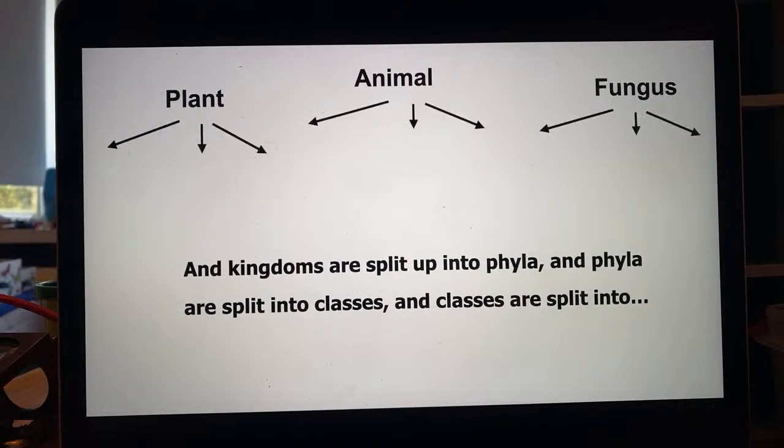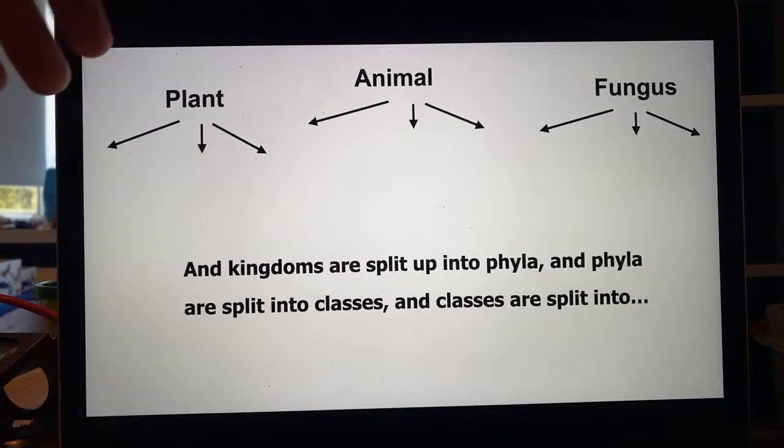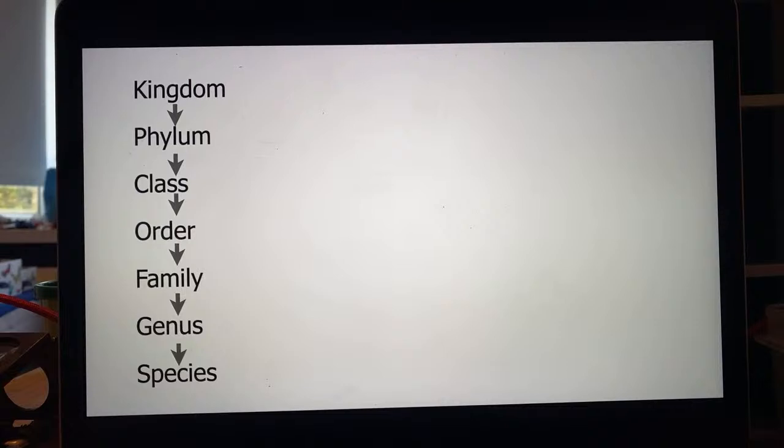And the kingdoms are split into phyla. Like all the plants are split into different groups called phyla, and all the phyla are split into different categories called classes. So we're going to talk about that now, which is what I've stolen a little bit from the classifying lesson that we did ages ago.